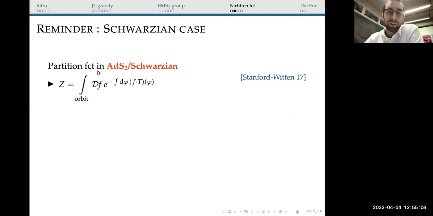Now, a key point of these considerations, of course, is that because you're integrating over an orbit, you're typically not going to pick just any stress tensor T. Instead, you're going to write your stress tensor T as some fixed diffeomorphism G that acts on some reference stress tensor T naught. And typically the T naught you're going to choose in some convenient way, for example, you're going to choose T naught to be just a constant. It's not going to be some crazy profile on a circle. It's really just going to be some constant weight.